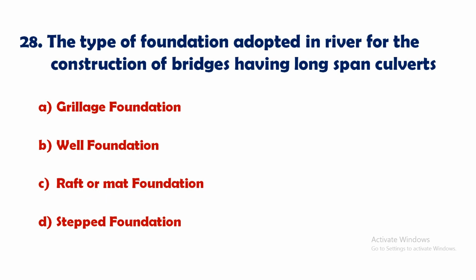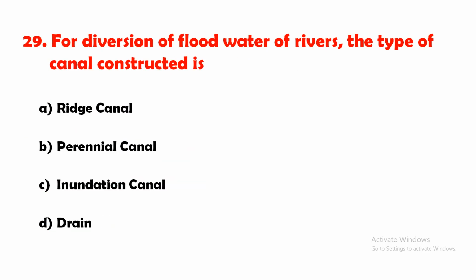The type of foundation adopted in river for the construction of bridges having long span culverts is grillage foundation, well foundation, raft or mat foundation, stepped foundation. The answer is, the type of foundation adopted in river for the construction of bridges having long span culverts is the well foundation.